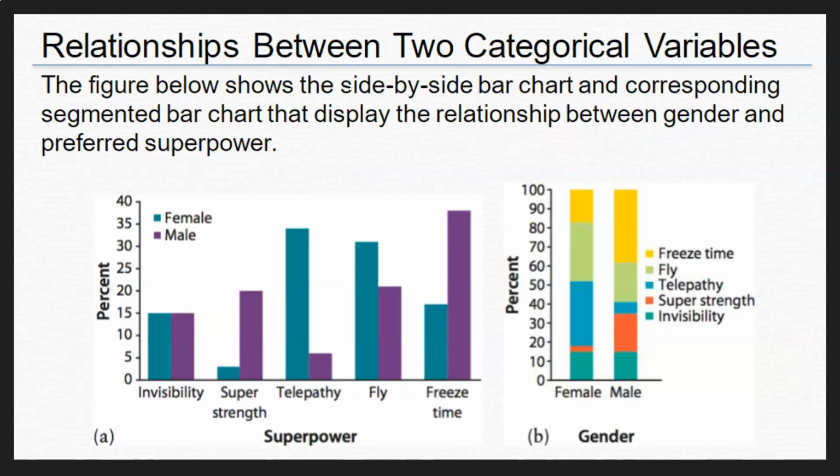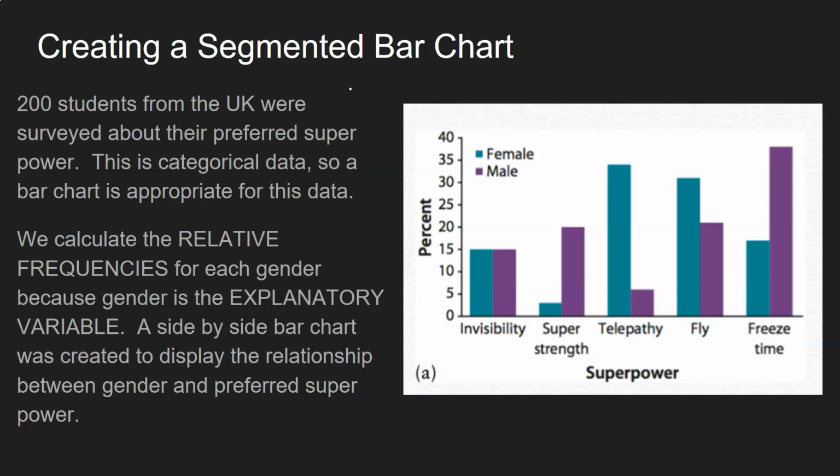So we collected some data here from some students that displayed the relationship between gender and preferred superpower. We've got a side-by-side bar graph there and a segmented bar chart there. One of them is putting superpower on the x-axis, and one of them is putting gender on the x-axis, so pay attention to that. So let's talk about how the data was collected. 200 students from the UK were surveyed about their preferred superpower. This is categorical data, so a bar chart is appropriate for that data. We can calculate the relative frequencies. Remember, that's just telling you percentages for each gender, because gender is the explanatory variable. Gender is our explanatory variable here.